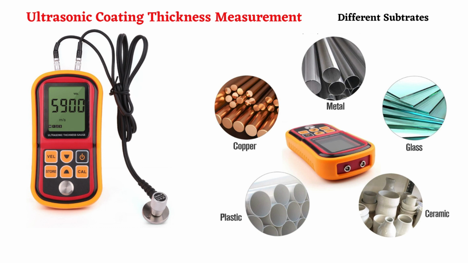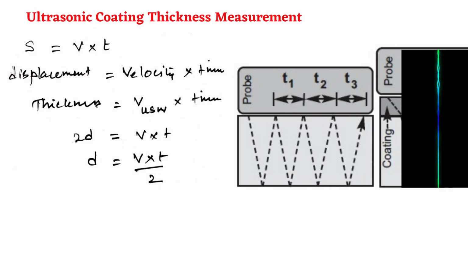Now let us proceed with ultrasonic measurement of coating thickness. Ultrasonic thickness gauges can be used to measure coating thickness. The gauge sends ultrasonic waves through the coating, and the time it takes for the waves to bounce back provides information about the thickness. This method is commonly used for measuring the thickness of metal coatings, but may be applicable to other materials also.